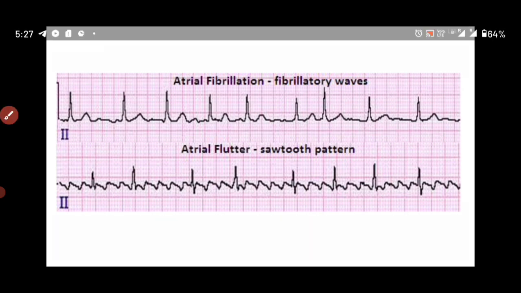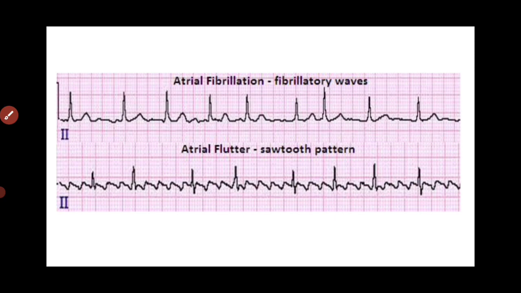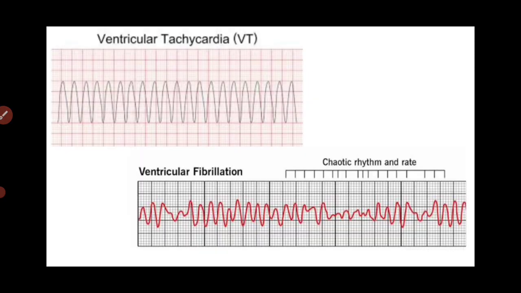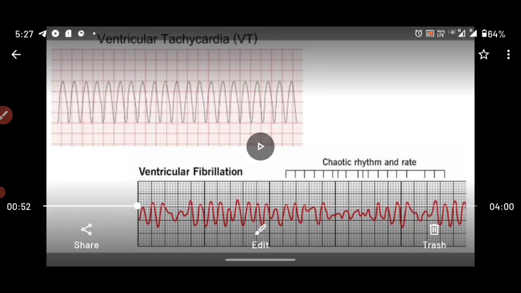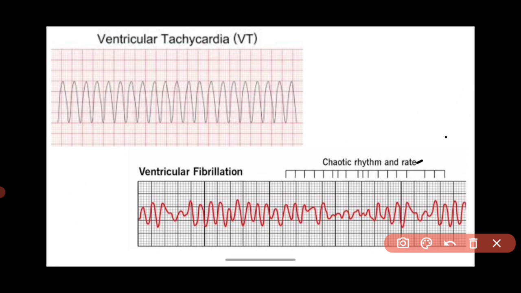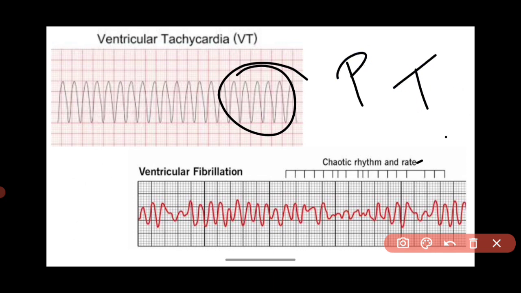And the next thing is ventricular fibrillation and ventricular tachycardia. In ventricular fibrillation, you can see very clearly the QRS complex. The QRS complex is showing peaks continuously, and there is no P wave. There is no T wave. Only the QRS complex is present.